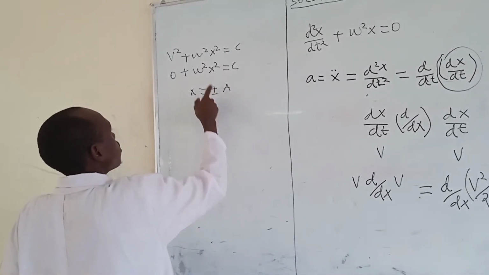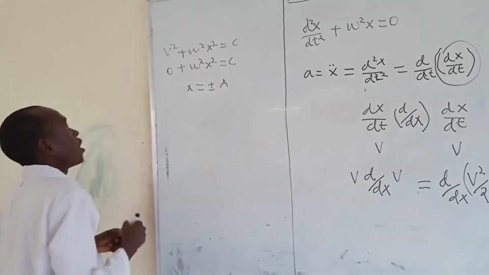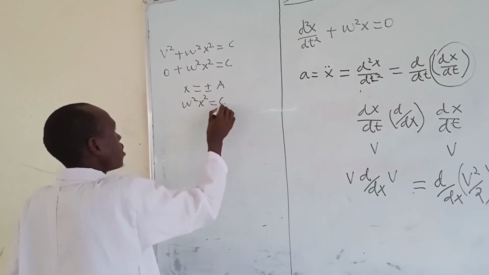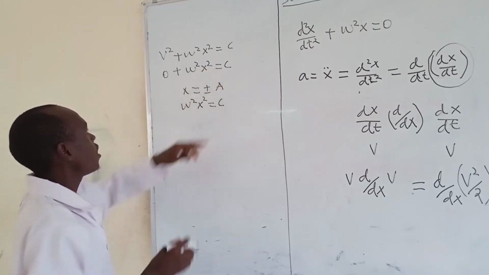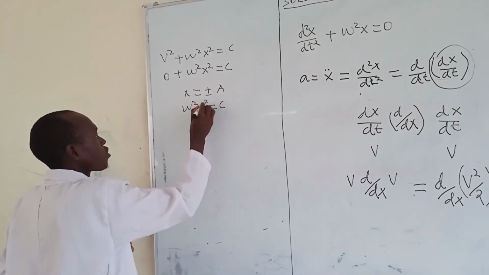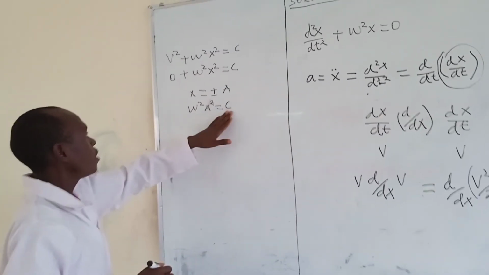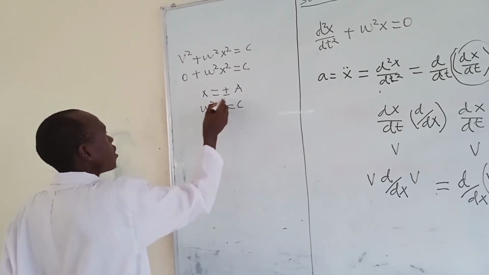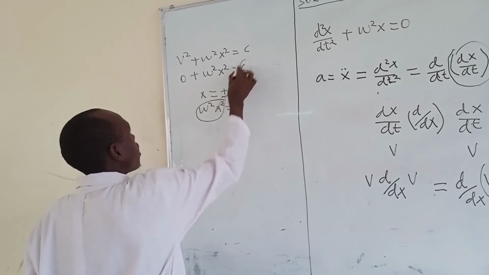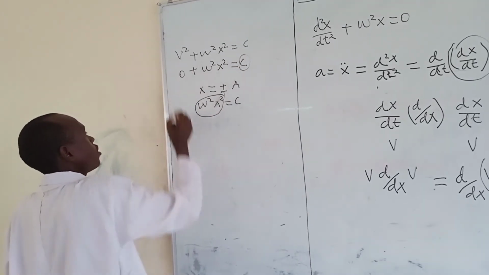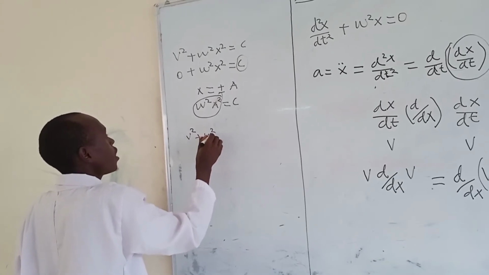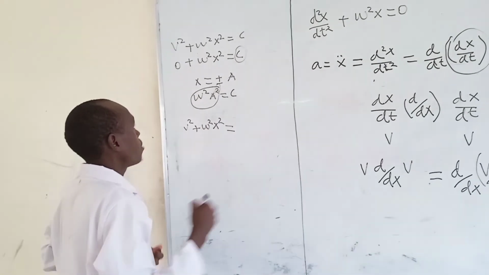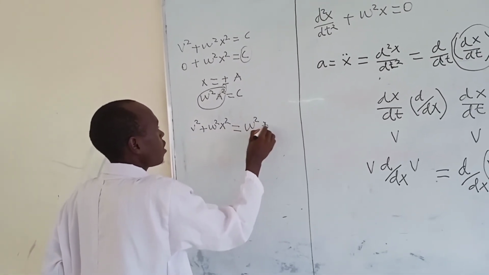Now you need to take this a and replace here. Now we shall have omega squared x squared is equal to c. But now, after replacing x with a, we shall have here a squared. Now we realize that c, which is our constant, is equal to omega squared a squared. Now we shall have to carry the whole of this and replace it here. So we shall have this equation v squared plus omega squared x squared is equal to omega squared a squared.